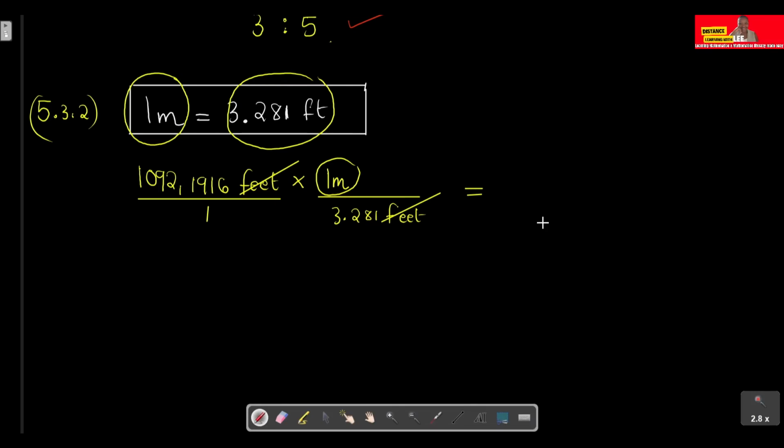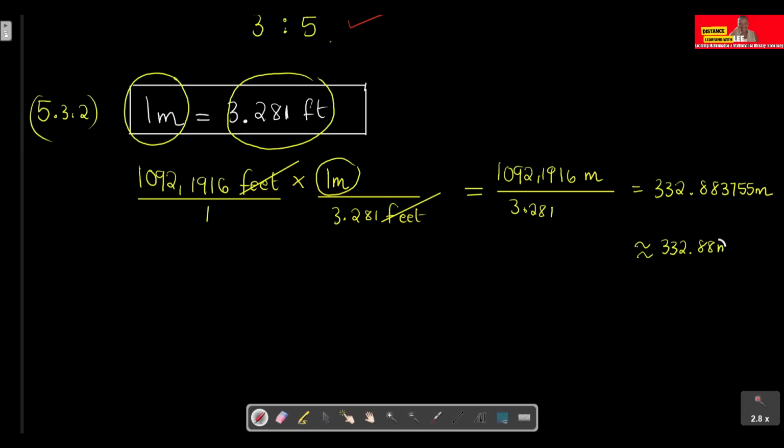So if you punch that into your calculator, that is the same as just saying 1092.1916 divided by 3.281. If you punch that into your calculator, you'll get an answer of 332.883755 meters. And that is just approximately equal to 332.88 meters if you round it off to 2 decimal places.